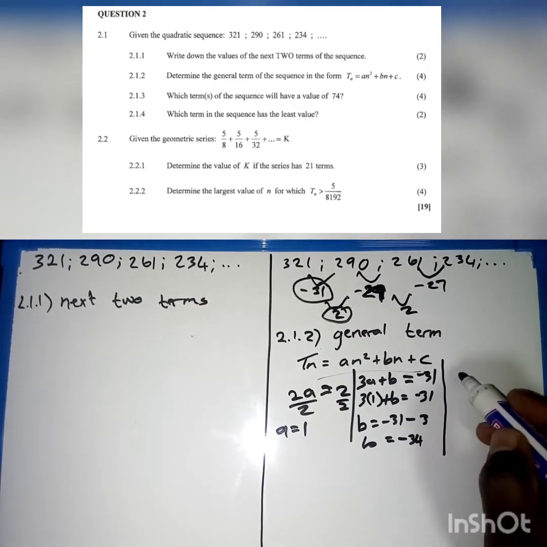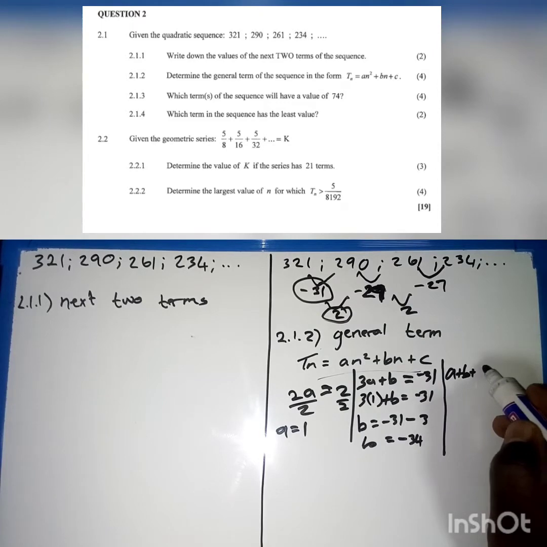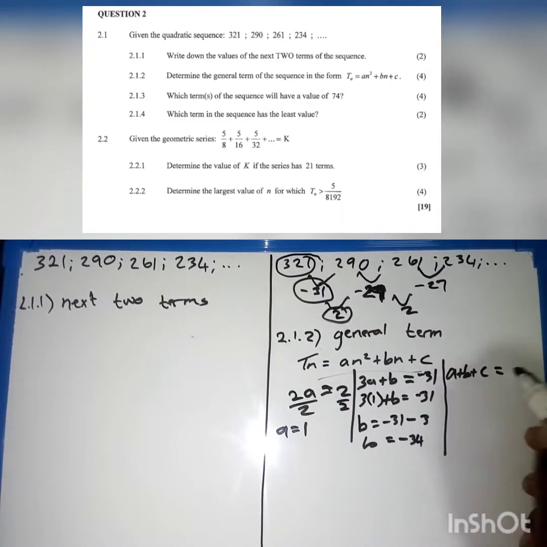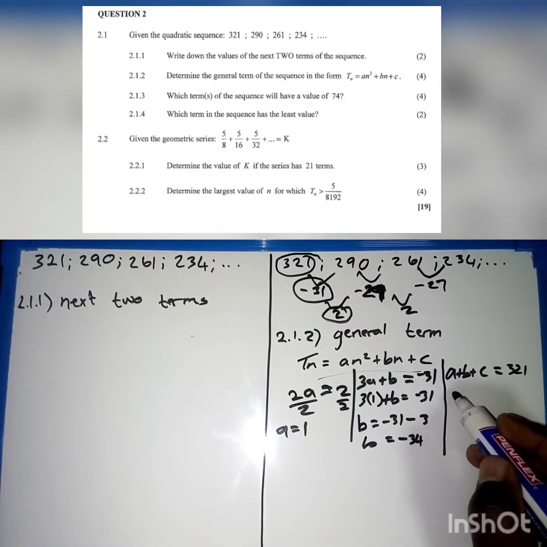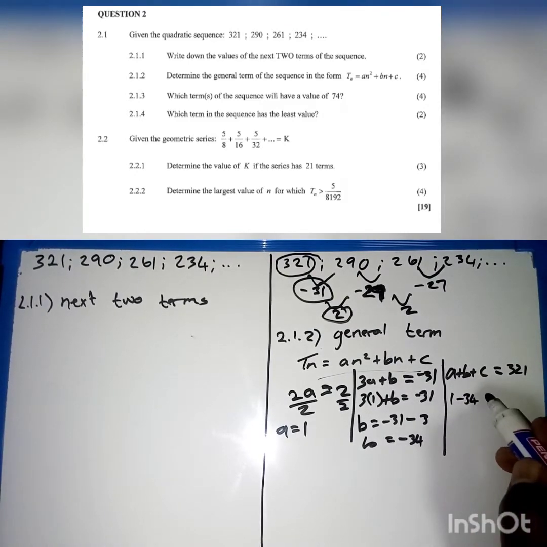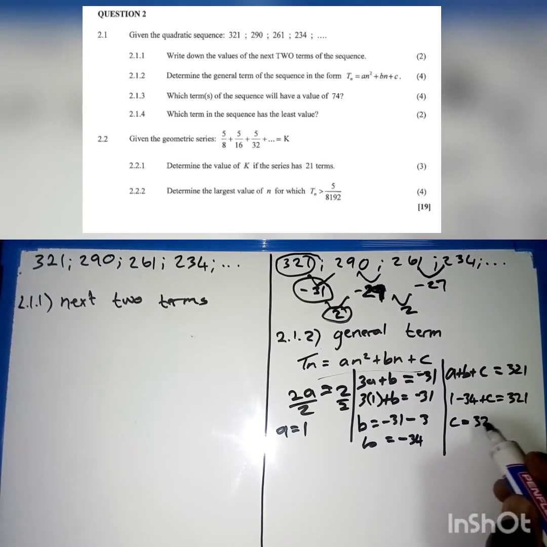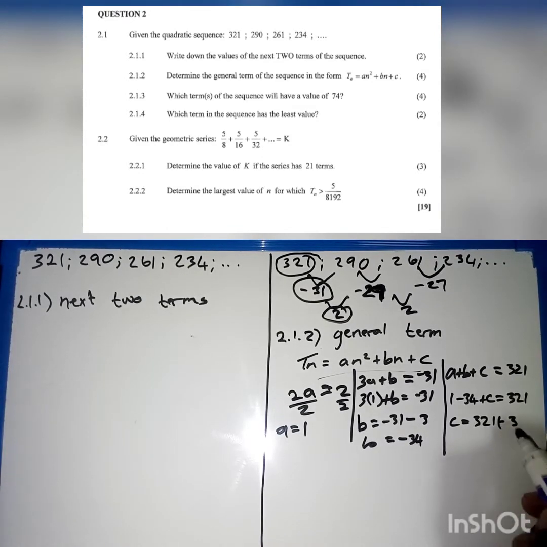And then to find our c, we'll say a plus b plus c is equal to this number here, 321. So our a is 1, our b is negative 34, plus c is equal to 321. So c will be equal to 321 minus 1 plus 34, which gives us negative 33. Correct, c will be equal to positive 33, not negative. Because this is negative and comes this side, it becomes positive. So c will be equal to 354.